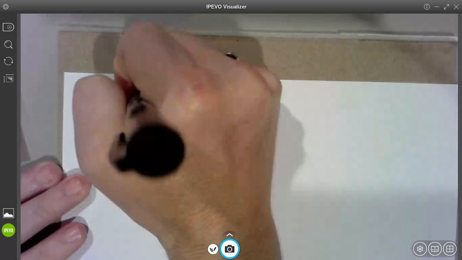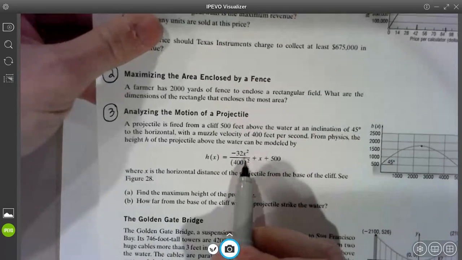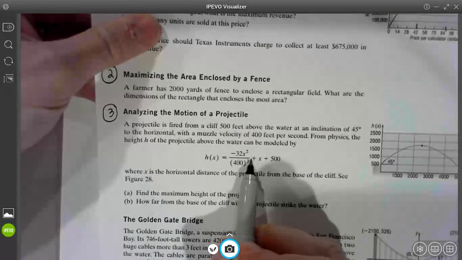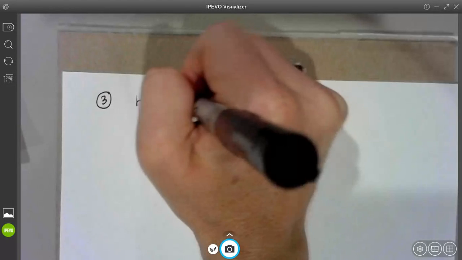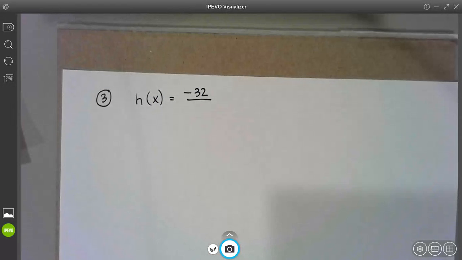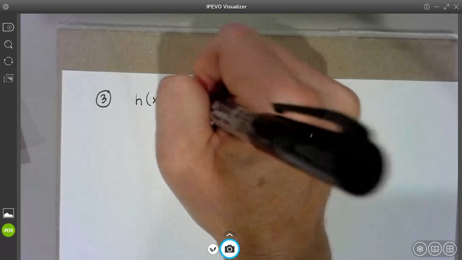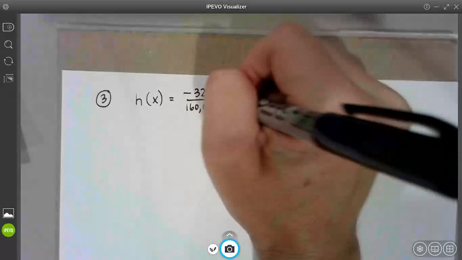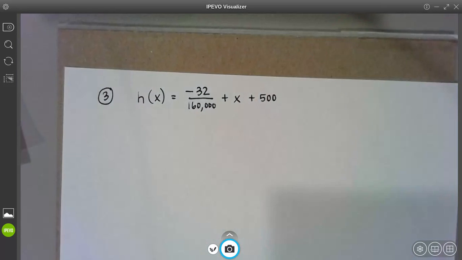All right, so guys, here it is. H of x equals. I don't like the fact that they wrote x squared in our numerator, so I'm just going to scoot x squared off to the side. So it's negative 32 over 400 squared, guys, is what, 160,000, I believe, for 400 times 400. I'm going to clean that up right now. And then it's plus x and plus 500. Now, you can leave it with the negative 32 over 400 squared. Your calculator can handle that. I just want to do this in case it gets a little bit easier on the eyes.